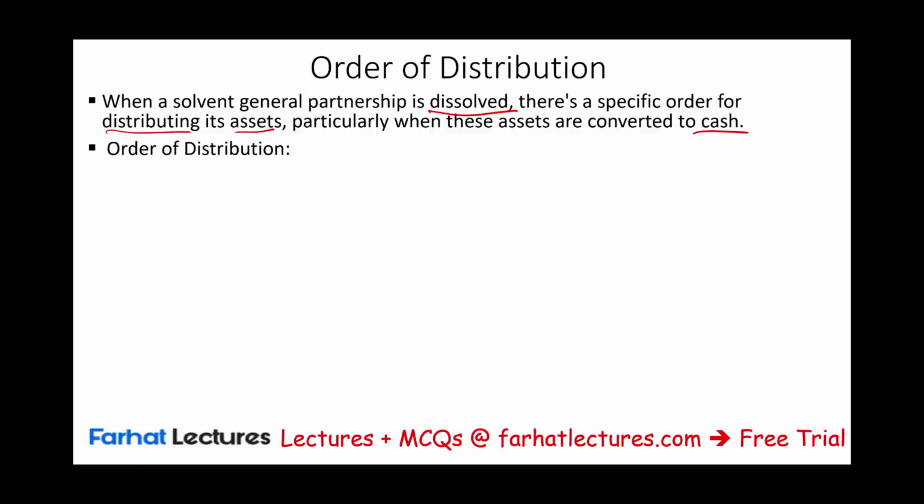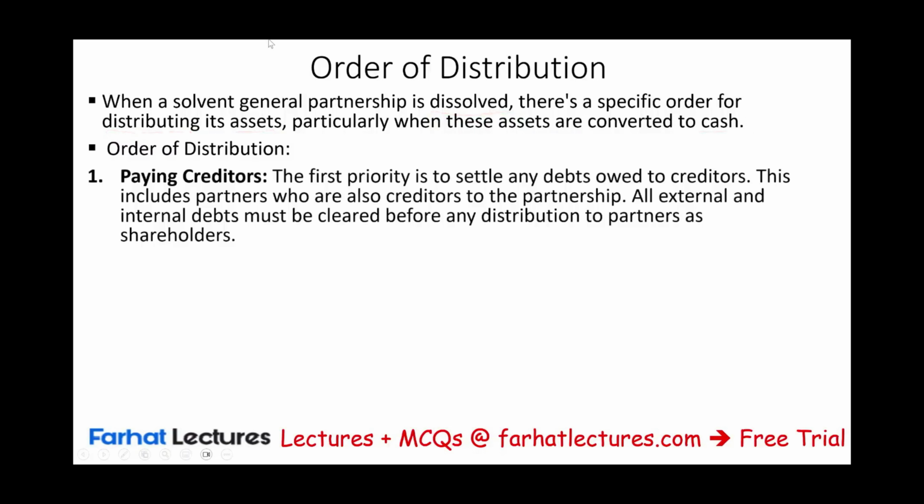What is the order of distribution? First, you've got to pay the creditors. The first priority is to settle any debt owed to creditors. Now, those creditors could be internal or external. External means external to the partnership. Internal, the partners themselves could lend money to the partnership. You have to pay them back that debt.